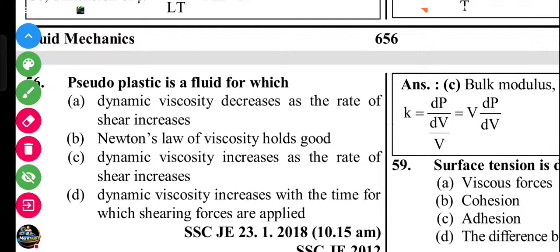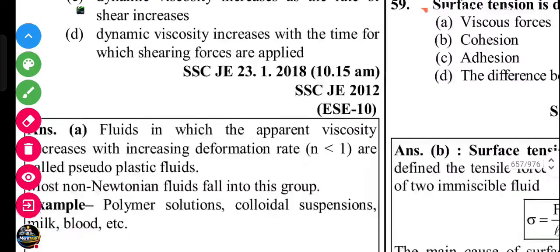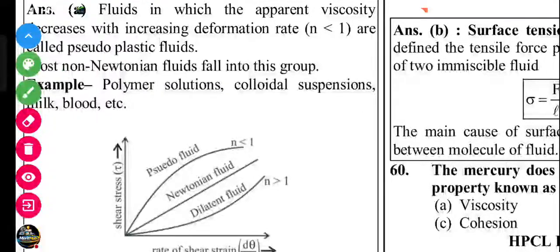A pseudoplastic fluid is a shear thinning fluid. So dynamic viscosity decreases as the rate of shear increases. Here is the explanation. A fluid in which the apparent viscosity decreases with increasing deformation rate is called pseudoplastic. Most non-Newtonian fluids fall into this group. Examples: polymer solution, colloidal suspensions, milk, blood, etc.